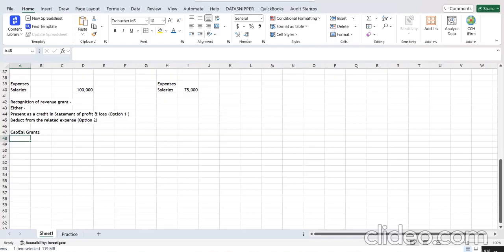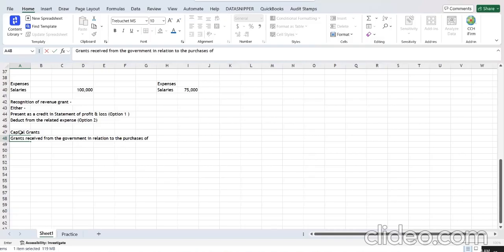But capital grant relates to the purchases of non-current assets, right? So these are grants received from the government in relation to the purchases of the non-current assets.